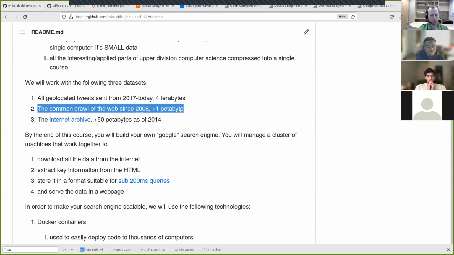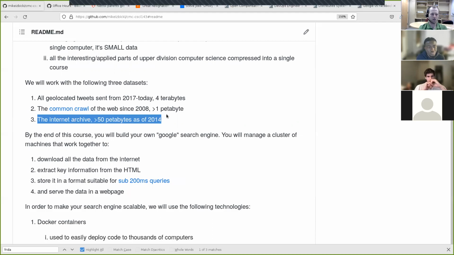The true big data will come when we start talking about this Common Crawl data set and this Internet Archive data set, which are essentially archives of the entire internet. Multiple petabytes in size to handle these data sets.